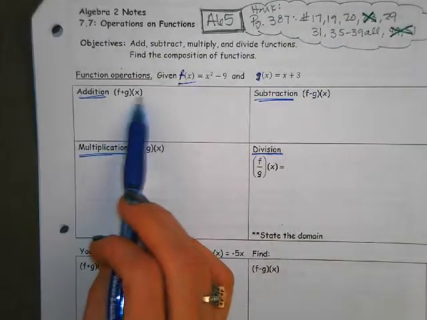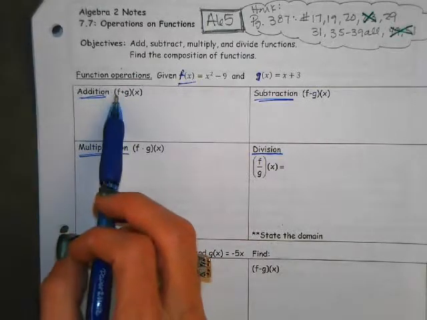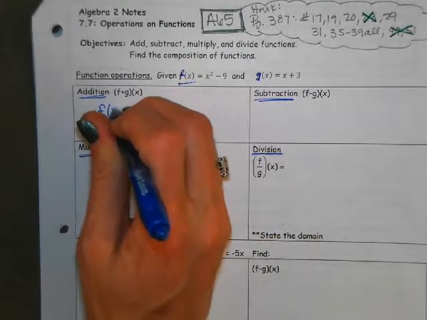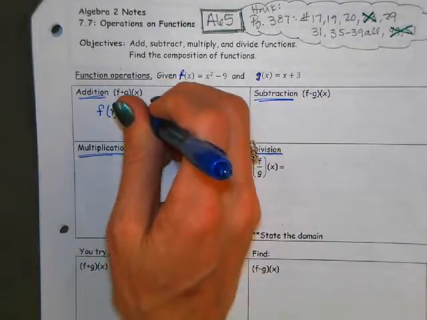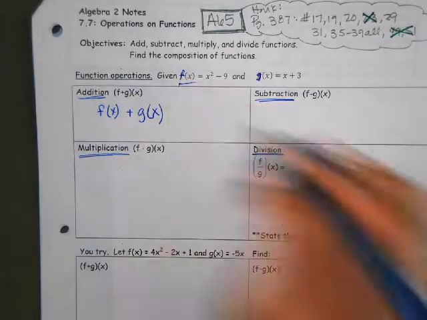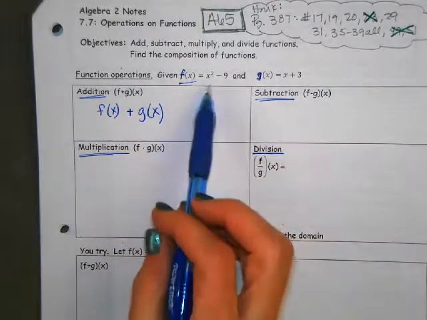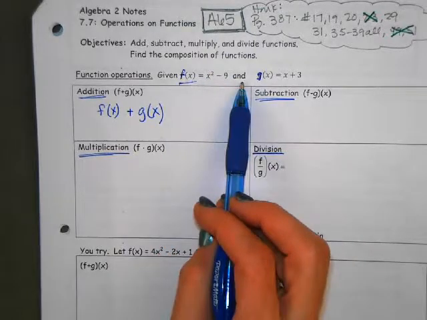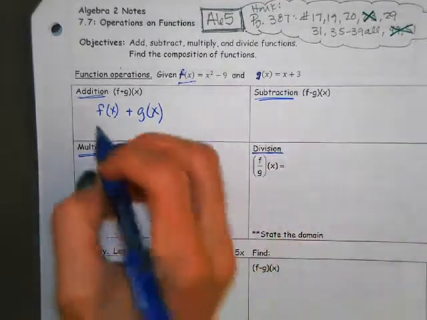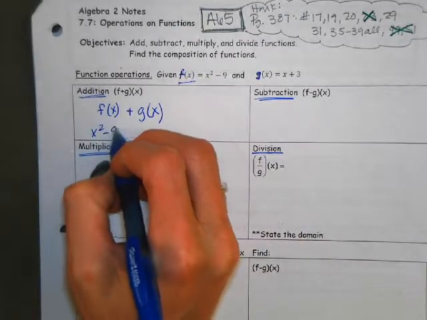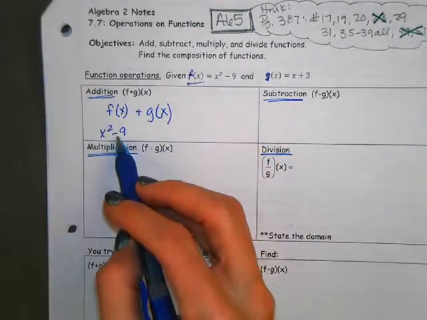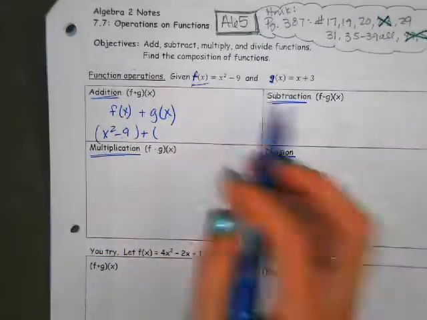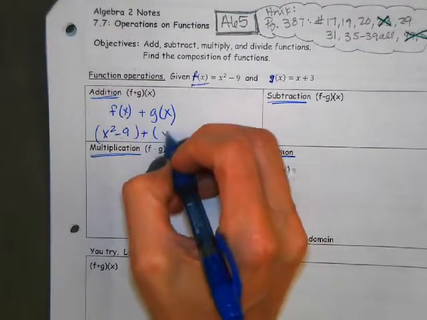When I see it, I'm going to see it as f plus g of x, and what that's saying is take my f equation and add it to my g equation, okay? So I'm going to take my f of x and add it to my g of x. An example for this would be, let's take the x squared minus 9 and add the x plus 3. So x squared minus 9 is my f of x equation, and I'm going to add it to my g of x, which is x plus 3.